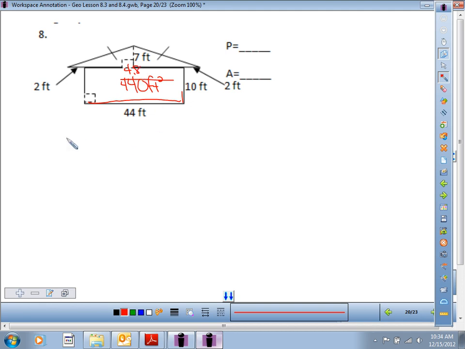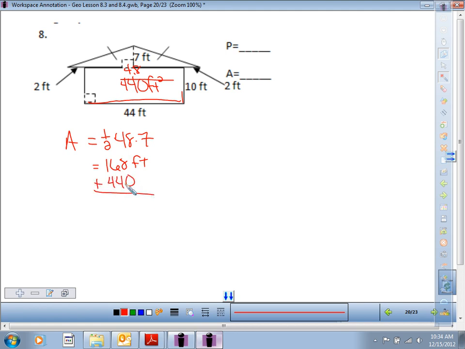So when we go to calculate the area of this guy, it's going to be 1/2 times the base, which is 48, times the height, which is 7. So half of 48 is 24, 24 times 7, and we get 168. So the area of that triangle is 168 square feet. So we have 168 plus the 440 that we had there, and we get a total of 608 square feet. So our area is 608 square feet.